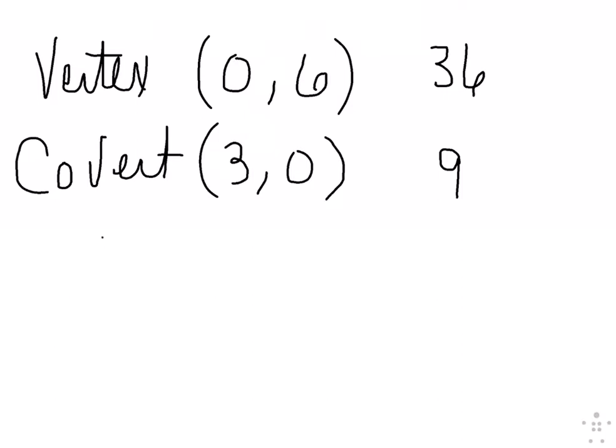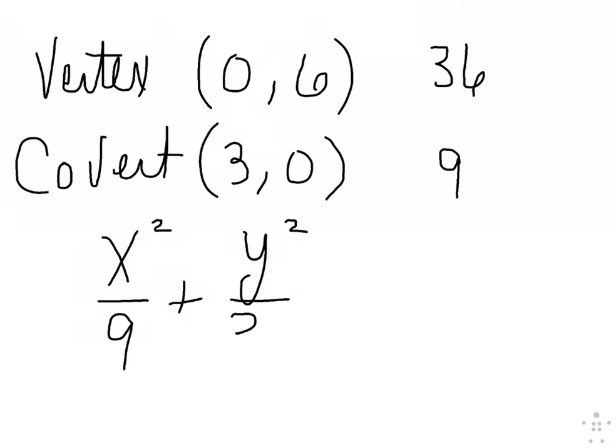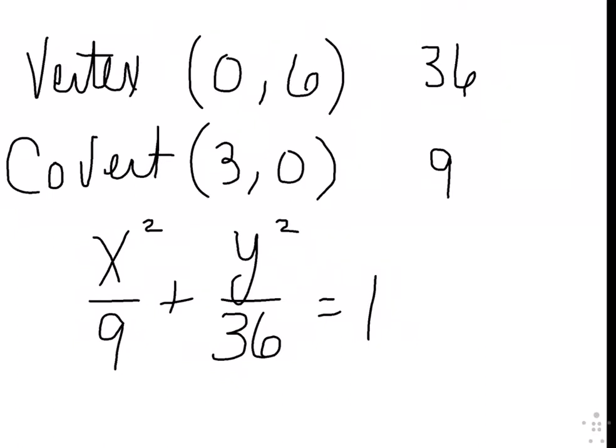It's in the y spot. Good. So x squared over 9 plus y squared over 36 equals 1. What do you think? Not too bad with those? Okay, now here's where it gets a little tricky, but not too bad.